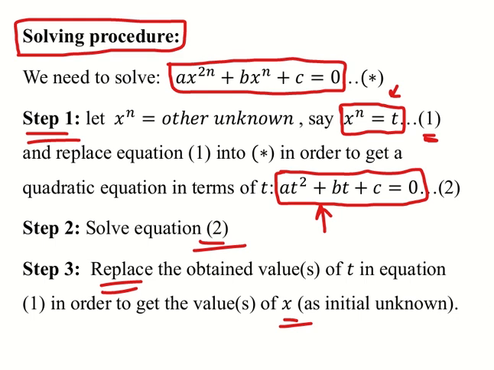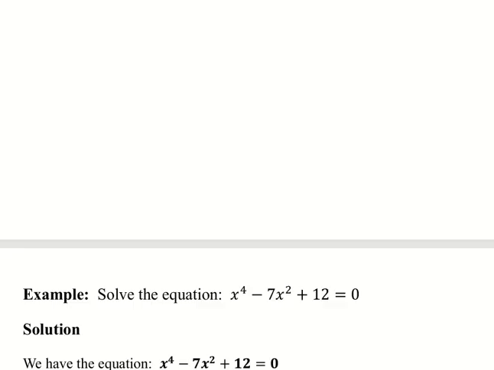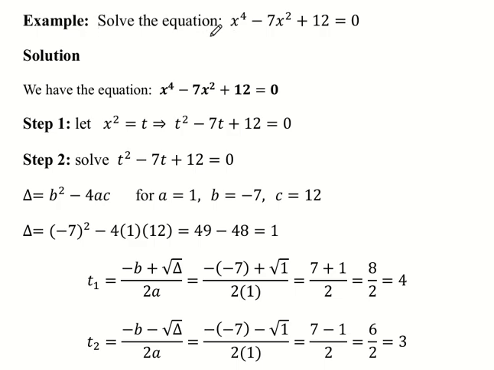Let's see the worked example about this biquadratic equation. Solve the equation x power 4 minus 7x squared plus 12 equals 0. The solution: we have the equation x power 4 minus 7x squared plus 12 equals 0. As you can see, n equals 2. Step 1: let x squared equal t. This is like x power n equals t.